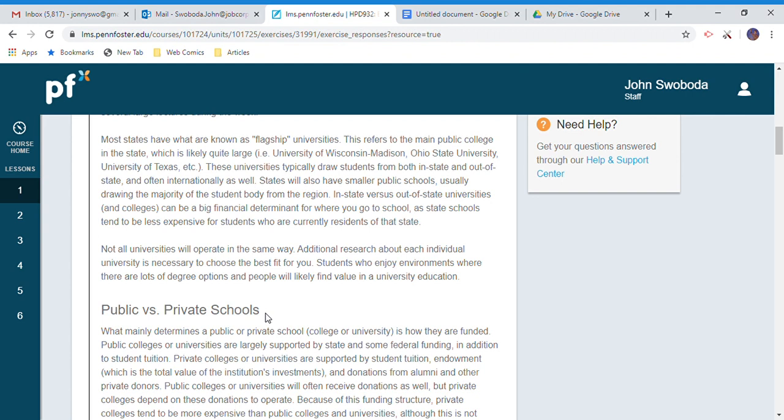These universities typically draw students from both in-state and out-of-state, and often internationally as well. States will also have smaller public schools, usually drawing the majority of the student body from the region. In-state versus out-of-state universities and colleges can be a big financial determinant for where you go to school, as state schools tend to be less expensive for students who are currently residents of the state. Not all universities will operate in the same way. Additional research about each individual university is necessary to choose the best fit for you. Students who enjoy environments where there are lots of degree options and people will likely find value in a university education.